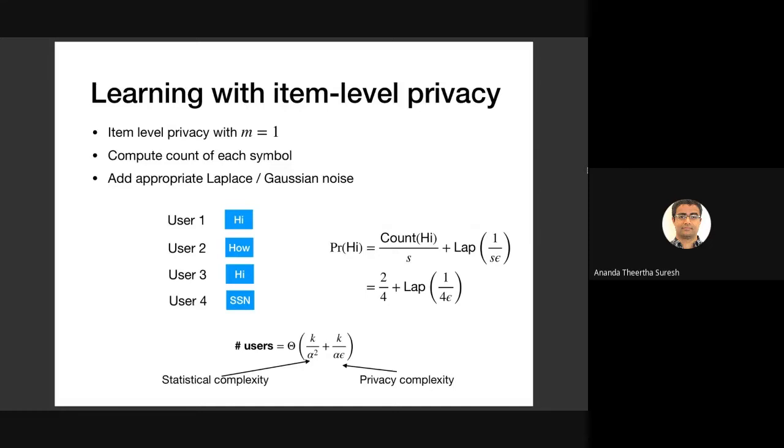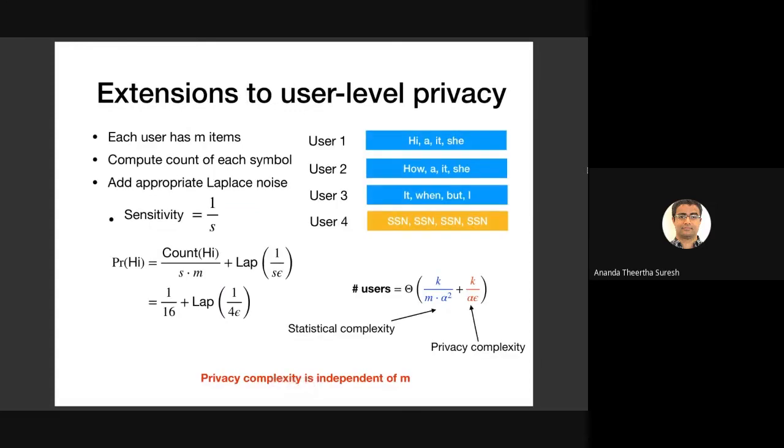Let's first try to understand what happens if we just apply this type of algorithm for user level privacy. Recall that each user now has M samples. So as before, we compute the count of each symbol and we add appropriate Laplace noise. This requires a little bit of math, but the amount of noise you add depends on what's called sensitivity. And the sensitivity here turns out to be 1 by S, where S is the number of users. So again, we compute the probability of hi as the count of hi divided by the total number of samples, which is S times M, plus some Laplace noise.